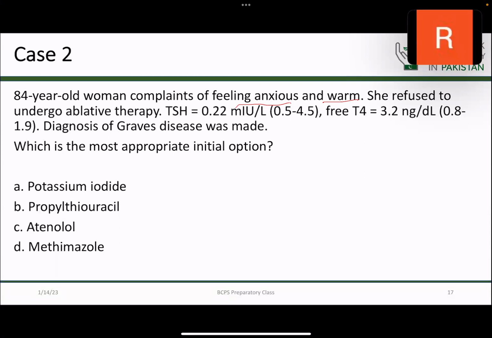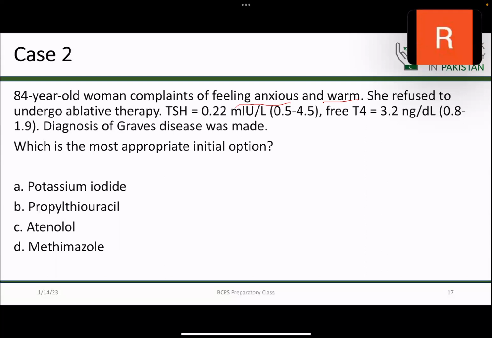a hyperthyroid state. She refused to undergo ablative therapy. Thyroid stimulating hormone is 0.22, which is low. Free T4 is 3.2 nanograms per deciliter, which is high. And she is a known patient of Graves' disease. The diagnosis has been made. Which one of the following is the most appropriate initial option?